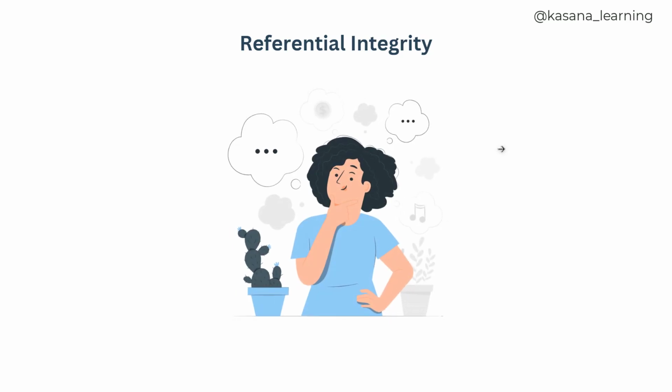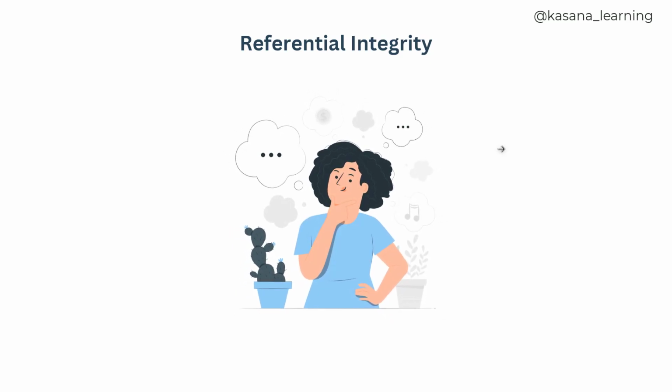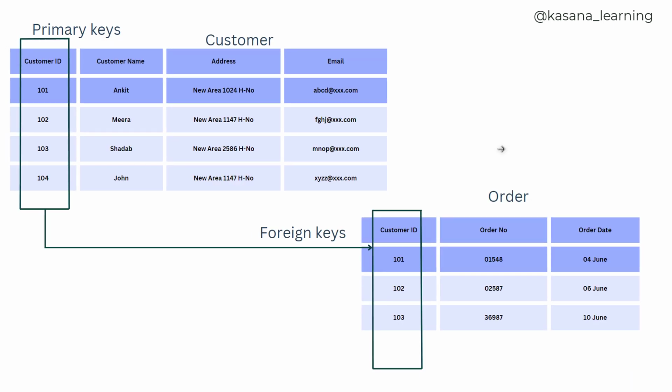Referential integrity. It's the concept in relational database design that ensures that the relationships between the tables are maintained correctly. It's the set of rules that dictates how the data is inserted, updated, or deleted when we have taken references from other tables.